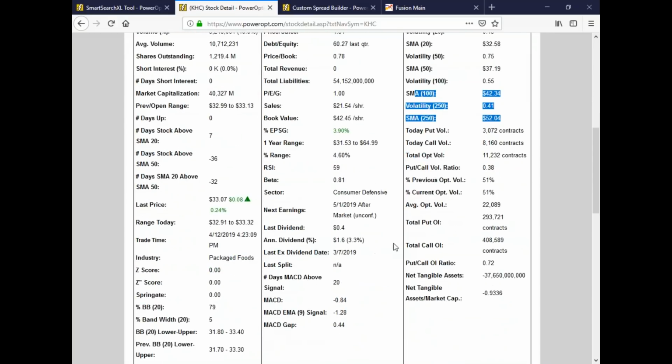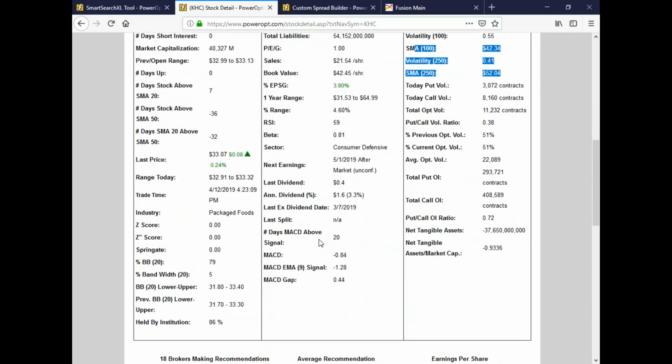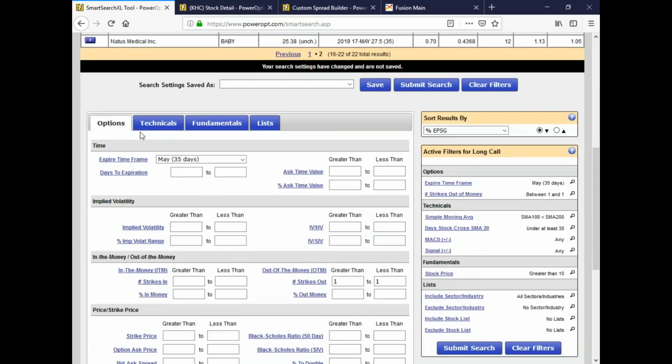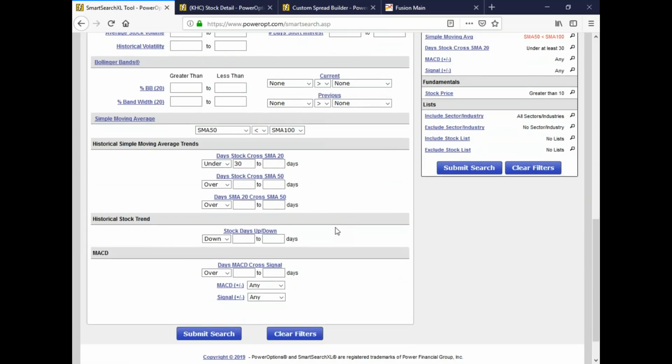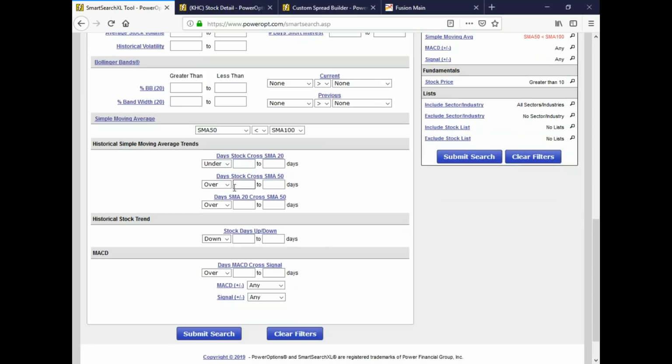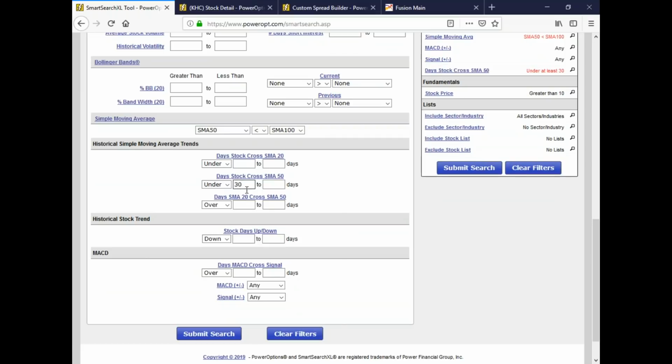The stock is definitely below. The 100's below the 200. And the 50's below the 100. Let me change it to 50 below 100. Did I use 20 again? I'm sorry. Let's just take a look. Let's do 50 below 100. I'm sorry. Use the 50. I'm so sorry, Fernando. Use the 50. Use about 30 to 40 days, stock below the 50.